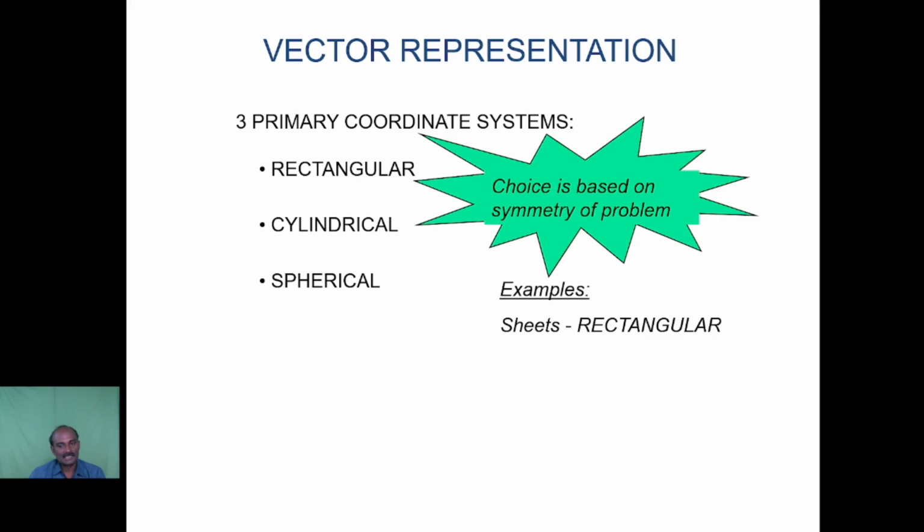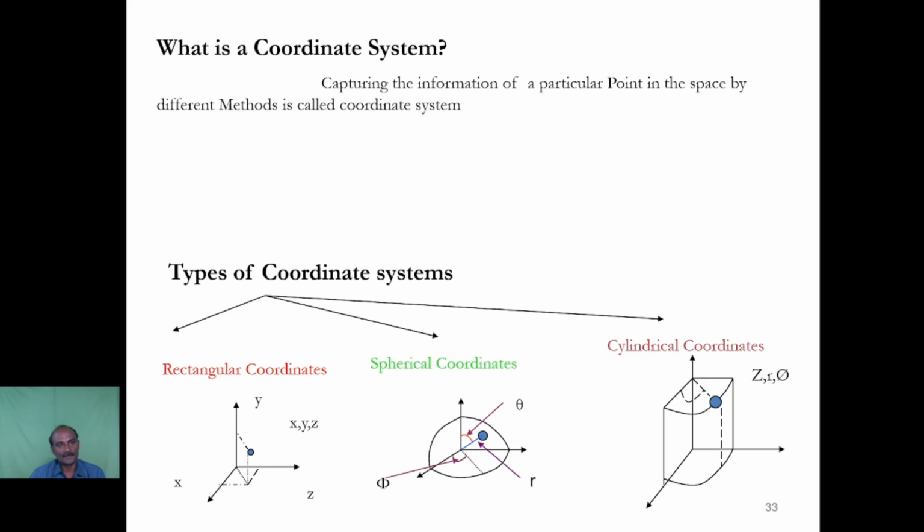For example, a sheet is rectangular. Wires and cables are represented in cylindrical coordinate systems. Spheres, in the spherical system. So according to the shapes, we can use three types of coordinate systems: rectangular, cylindrical, and spherical. A coordinate system means capturing the information of a particular point in space by different methods. That is called a coordinate system. The three types: rectangular, spherical, and cylindrical.